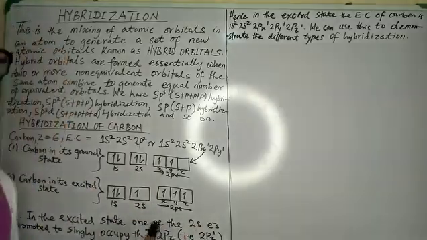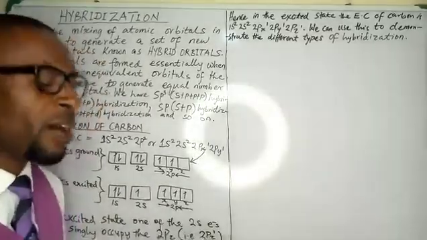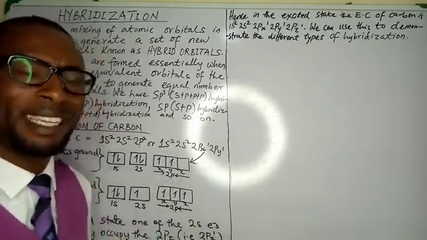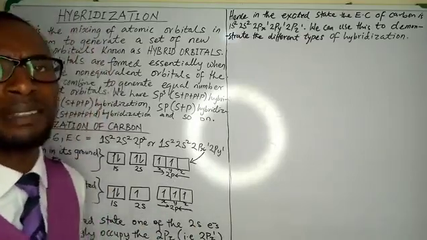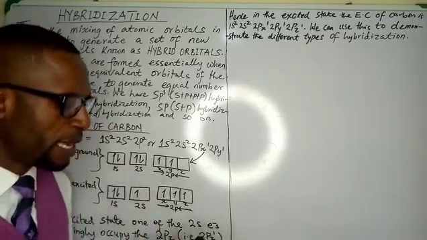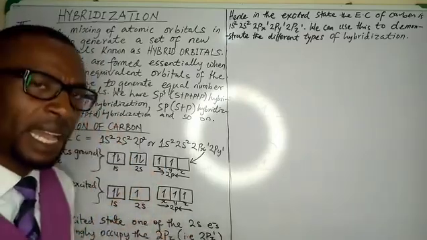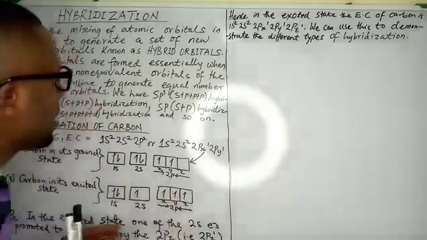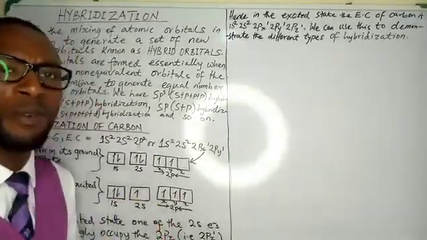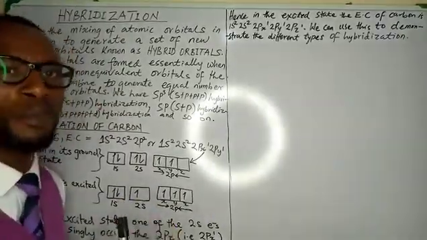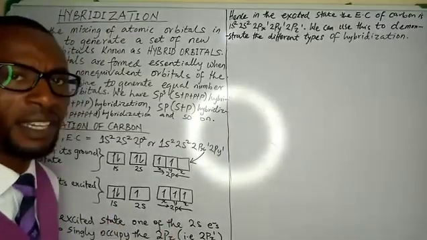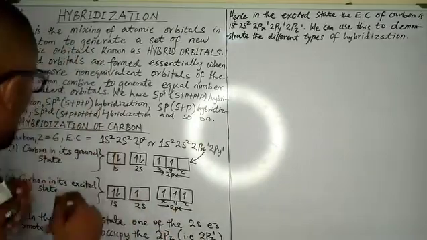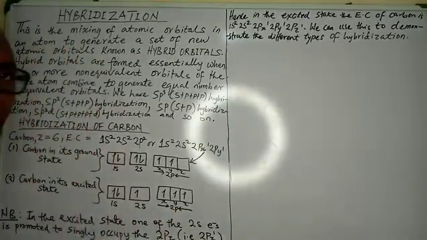Recall in my previous lectures, I talked about how the valence bond theory failed to explain the chemical bonding or covalent bonding in simple molecules like methane, ethene, ethyne, across the homologous series, and so on and so forth. Hybridization helps us to understand the chemical bonding in these simple molecules. And for us to appreciate the chemical bonding in these simple molecules I just mentioned, the first point of call is for us to understand hybridization of the carbon atom.